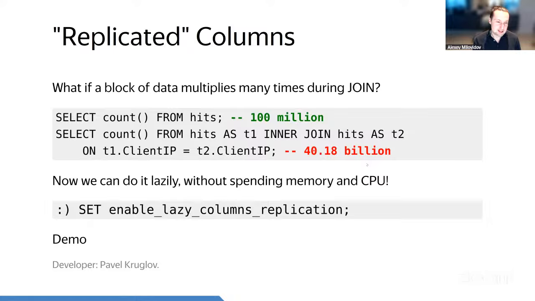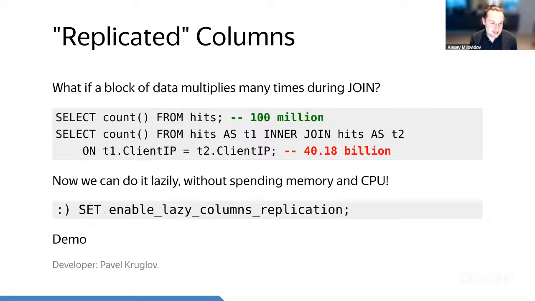And the question is, do we spend memory for multiplying all this data? And do we have to spend memory and CPU for this operation? And the answer is we don't. In version 25.10, we introduced a new representation of columns that contains information on how it should be multiplied without actually multiplying it. So we can name it lazy columns replication.